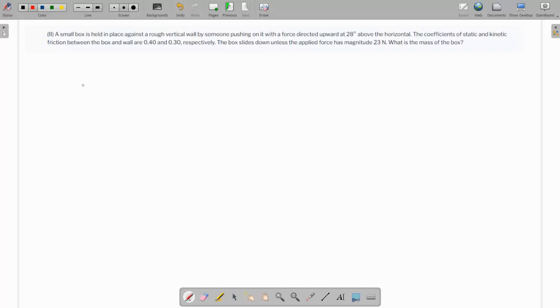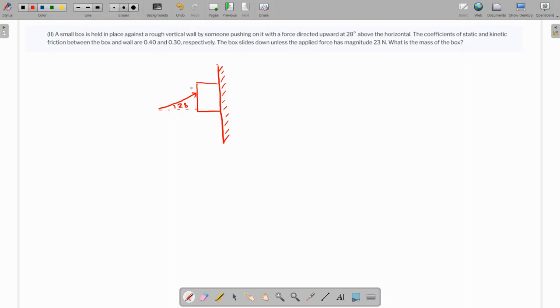Let's talk about this question. A small box is held in place against a rough vertical wall. Rough vertical wall means there is friction. So this is the vertical wall, and this is the box, and the force is directed upward 28 degrees above the horizontal. So this is how the force is acting, which is 28 degrees above the horizontal.